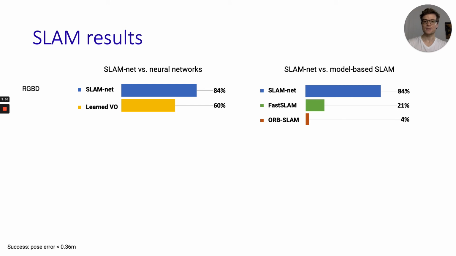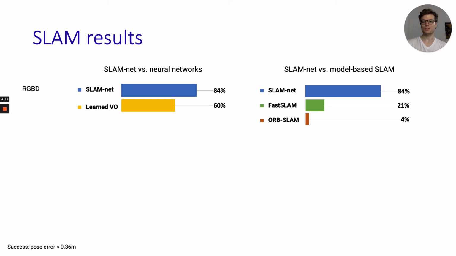For FastSLAM, the algorithm itself is actually exactly the same as for SLAM-net. The only difference are the model components. SLAM-net learned more models that are more effective because all the feature extractors, the map representation, and everything else are optimized together for the final objective.